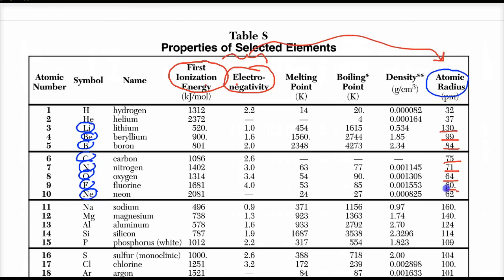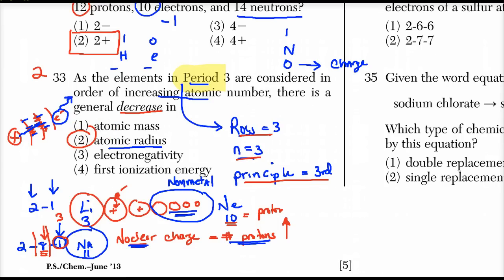Obviously, the smaller you get, let's say fluorine, the more attractions you have for electrons, and the larger amount of energy it would take to pull the first electron away. Neon wouldn't have any electronegativity because it's stable. So clearly the answer is number 2 for 33.